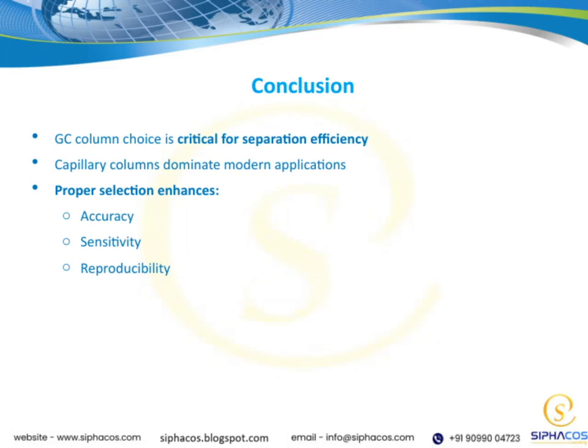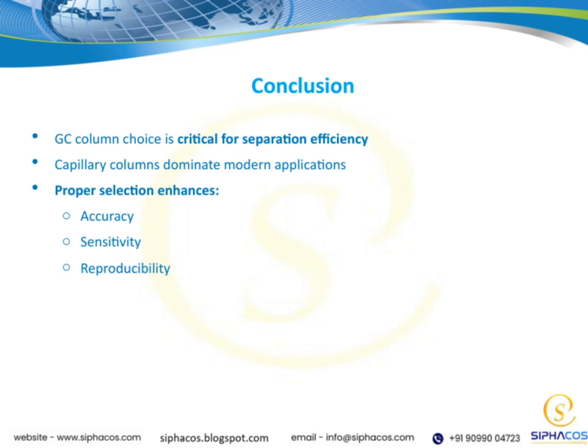Let's wrap up with the conclusion. First, it's important to understand that the choice of GC column is absolutely critical for achieving separation efficiency. The right column can make a significant difference in how well your compounds are separated and identified. In modern analytical applications, capillary columns have become the standard because of their superior performance, smaller sample requirements, and higher resolution capabilities. They really dominate the field today.